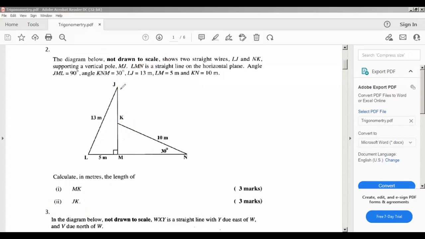How do you find this side here, sir? We know that it's a 5.